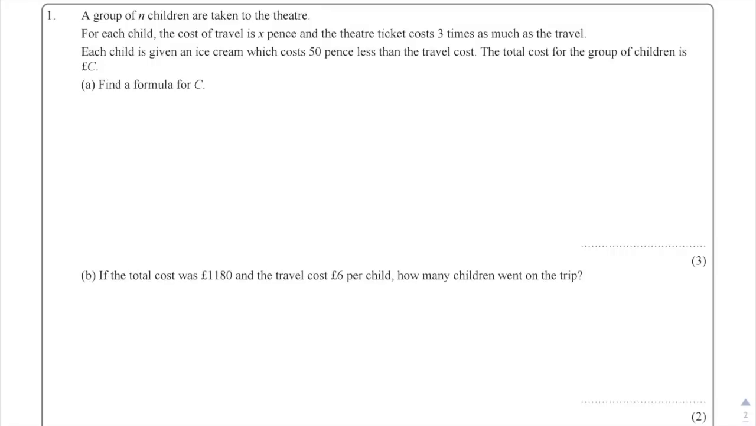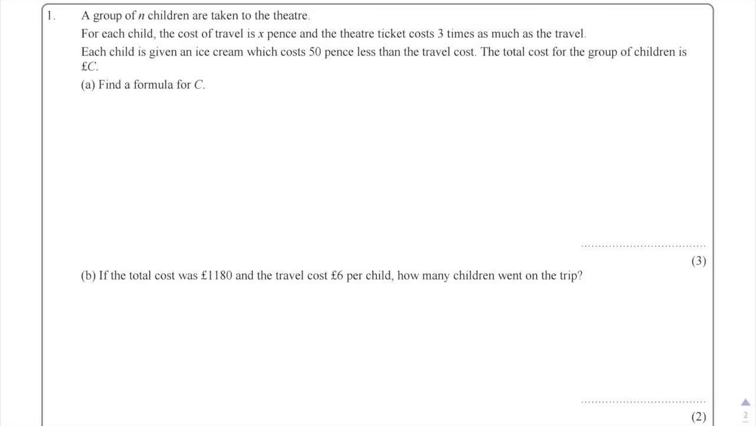Question 1 says a group of n children are taken to the theatre. For each child, the cost of travel is X pence and the theatre ticket costs 3 times as much as the travel. Each child is given an ice cream which costs 50 pence less than the travel cost. The total cost for the group of children is C pounds. Find a formula for C.